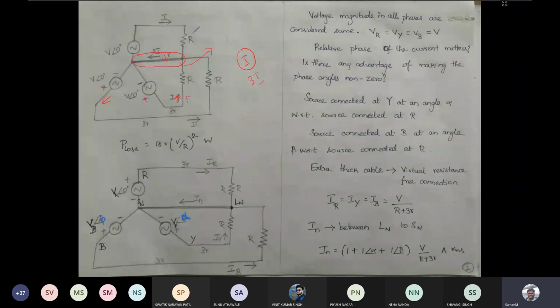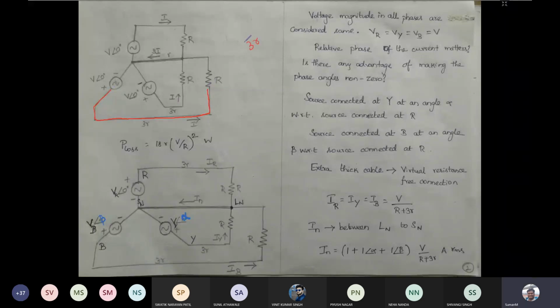That current needs to flow through this path. So if you apply KCL at this node, we will be getting I plus I plus I, which gives 3I here. Now, if you find the power loss, again like the previous case, there is no difference here for the cable which is connecting the positive, and it has a resistance of 3R.